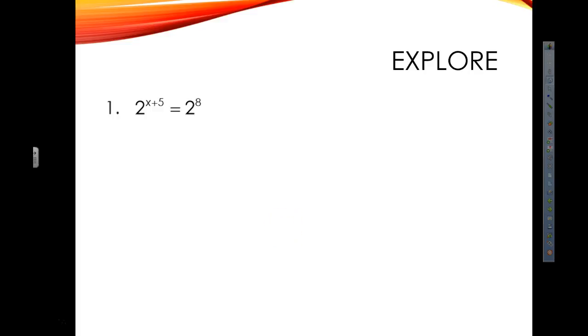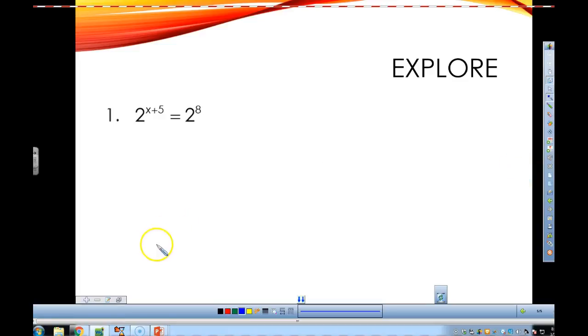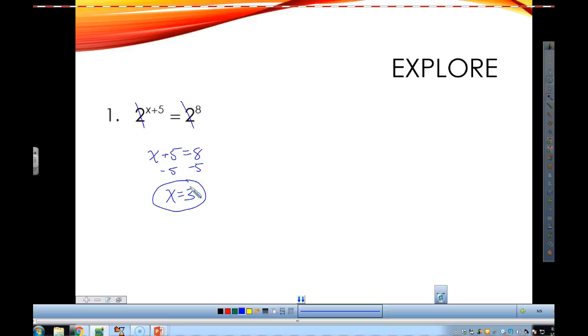All right, so here we go. 2 to the x plus 5 power equals 2 to the 8th power. What did I tell you a minute ago? If you have the same base, you can cancel those bases out and set the exponents equal to each other. x plus 5 equals 8. Subtract 5 from both sides. x equals 3. Done. It's just that easy.